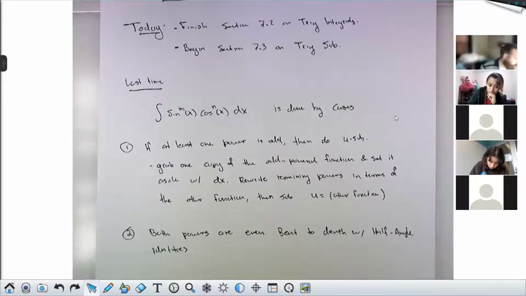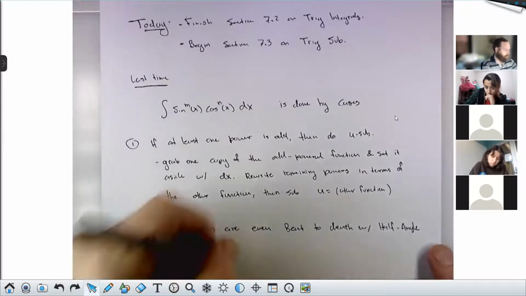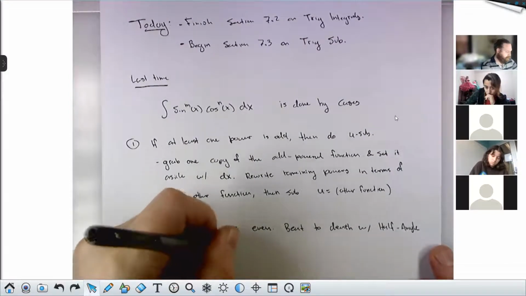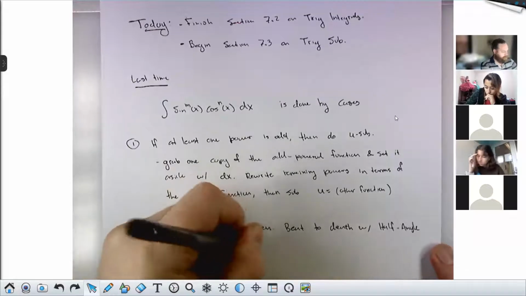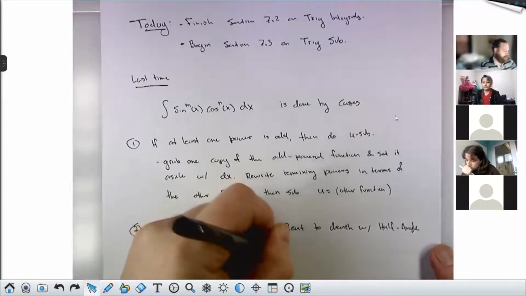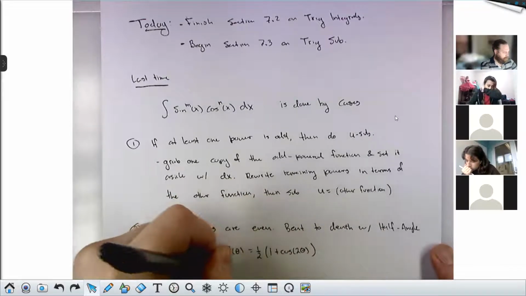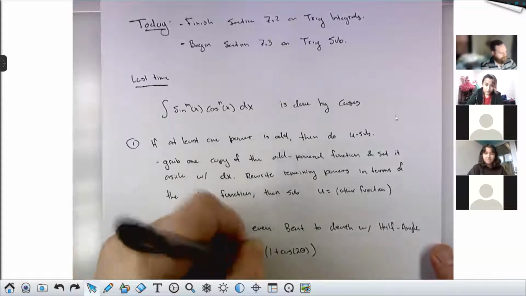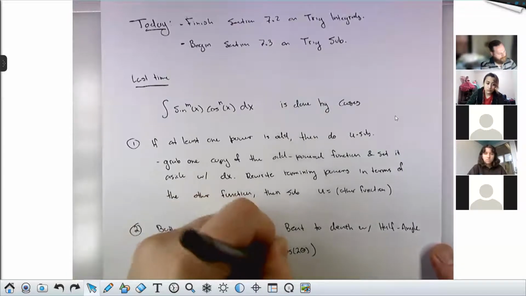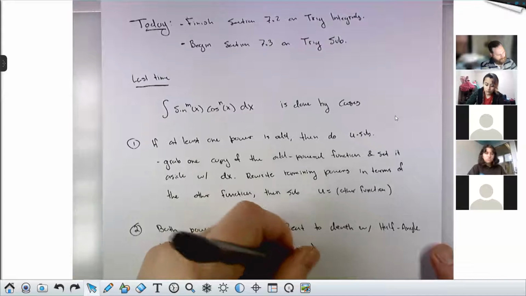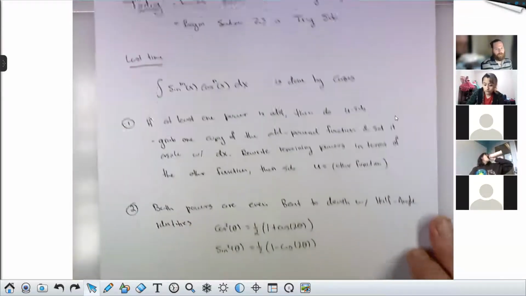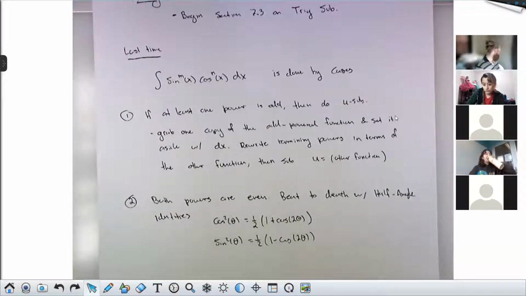Or maybe we'll look at an integral where there's an odd power to get started. All right. So yeah, this is the thing. Let me remind you what those half angle identities say. Cos squared theta is 1/2 times parentheses 1 plus cos of 2 theta, and sine squared theta is 1/2 times 1 minus cosine of 2 theta. And it is a good thing that they both end in cosines. That's what we want.